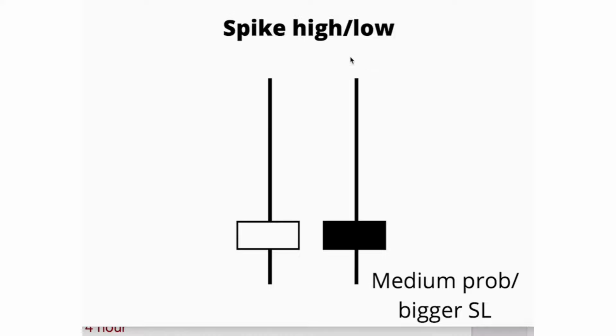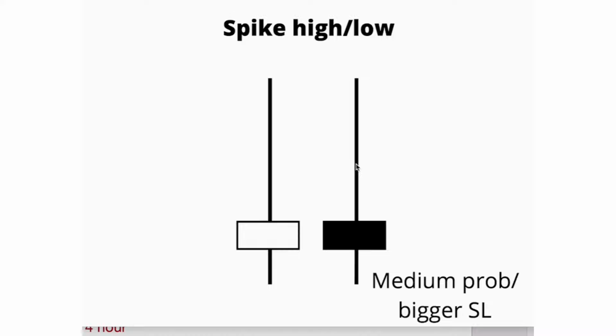So these are spike highs, and a spike low is exactly the same thing, but upside down. In other words, the long wick is at the bottom, not at the top, like it is in this case. Medium probability of success. You often get fake spikes that don't work out, but sometimes they work out beautifully. And again, particularly on longer term charts, these are better, especially on daily charts.